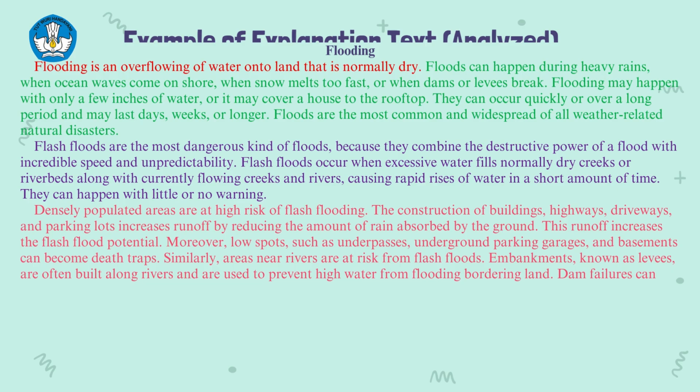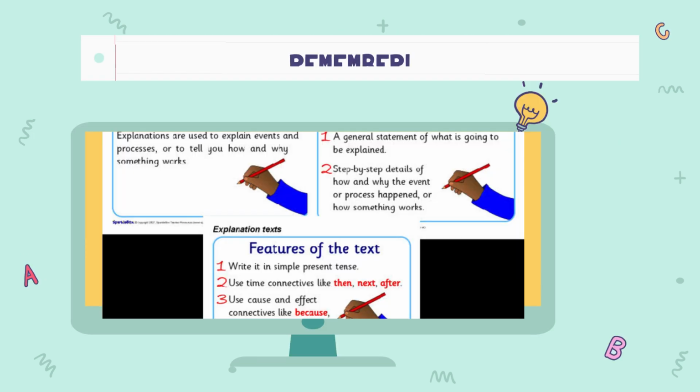Okay, next, we will analyze the text by using some features or functions of explanation text. Example of explanation text, analyzed. Flooding is an overflowing of densely populated areas are at high risk of flash flooding.